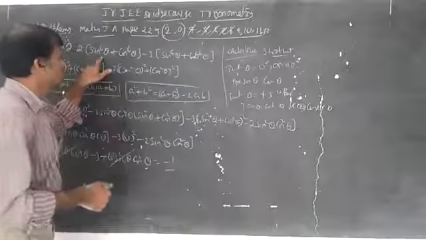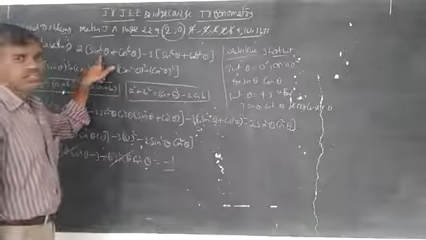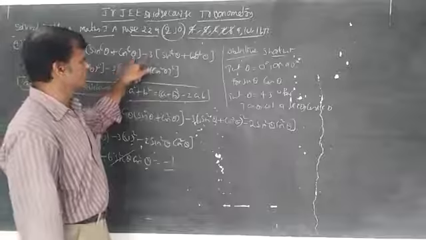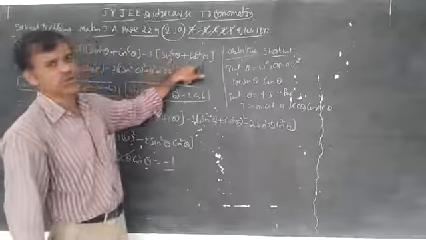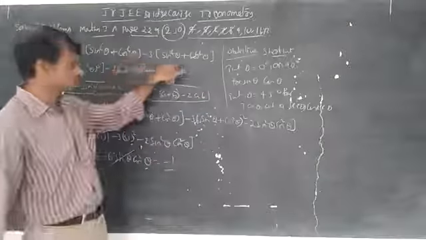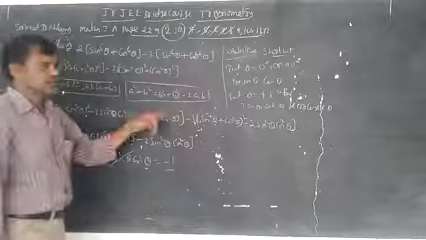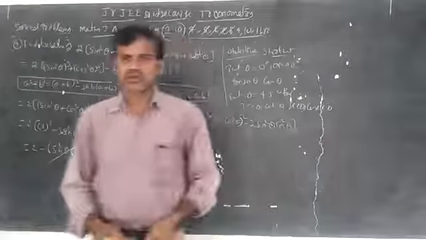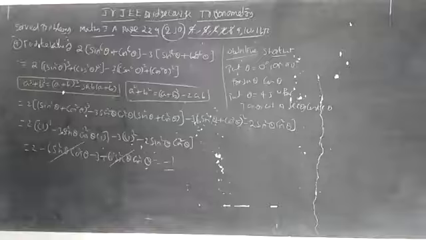If you put 0 here, students, 2 into sin 0, this is 0, cos 0 is 1, so 2 into 0 minus 3 into 1 is 0 plus 1. So simply 2 minus 3, the answer is minus 2. That is the shortcut for objective questions. Now let us discuss the 10th question.